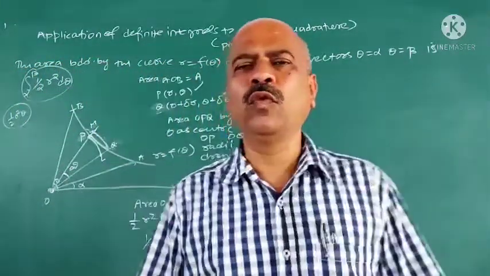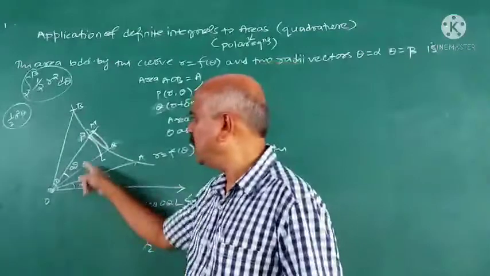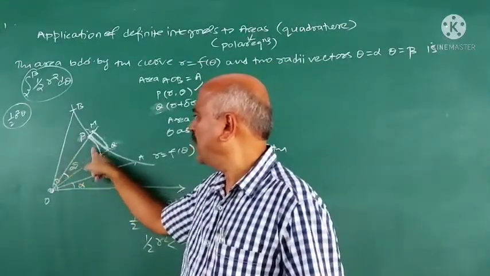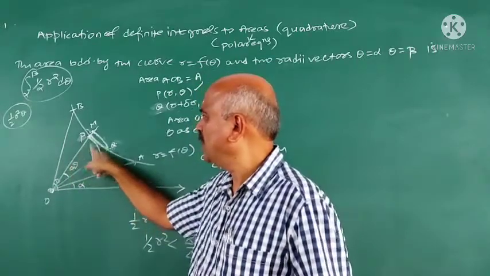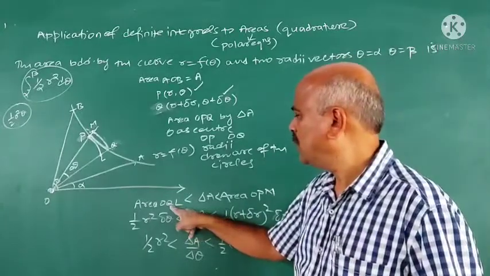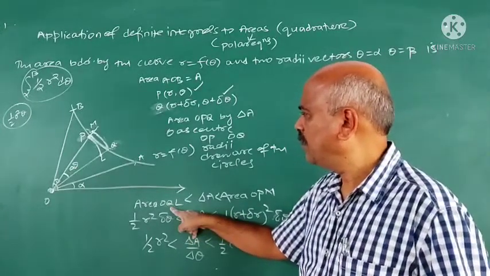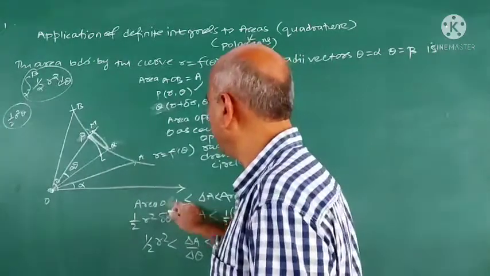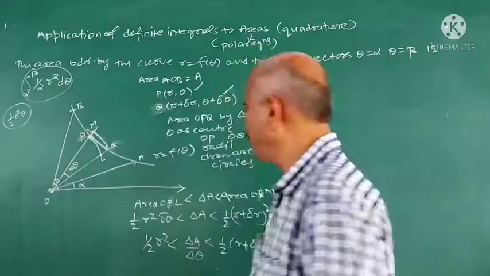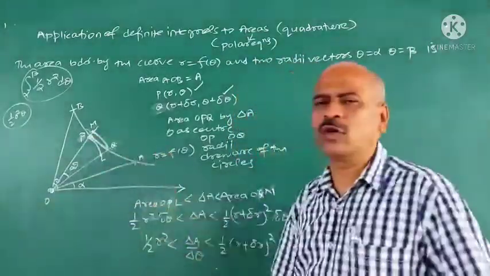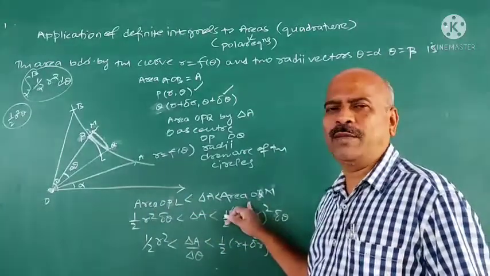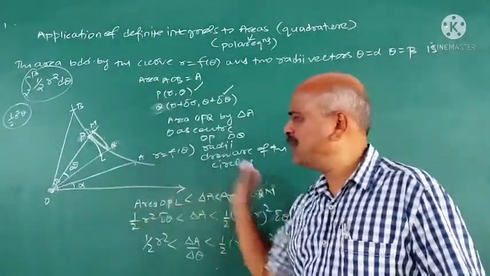To make the proof convenient, I have interchanged Q and P. Otherwise, what happens? This area of sector OPL would be greater than OQM. Correct? I have to interchange here. OPL is less than OQM. Now correct? OPL is less than OQM area. But delta A lies in between that.